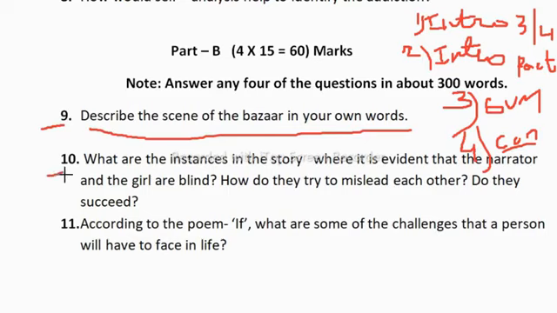Now let's see the next one, the tenth. What are the instances in the story where it is evident that the narrator and the girl are blind? This is from The Eyes Are Not Here, which is written by Ruskin Bond. So whatever question they ask, you have to write the same summary related to this lesson.